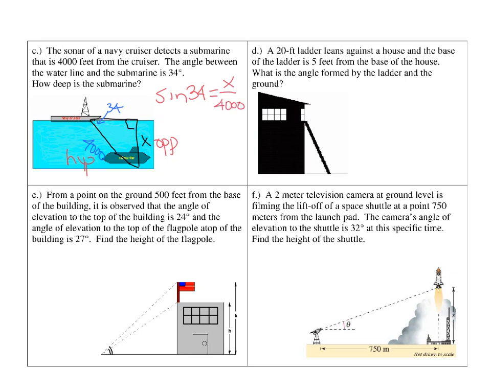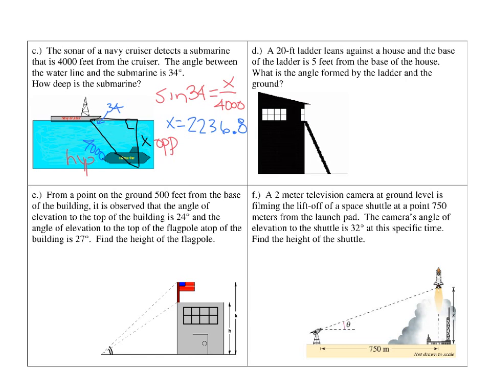So all we really have to do here is multiply 4,000 times the sine of 34, and we get a grand total of x equals, so the submarine is 2,236.8 feet deep.